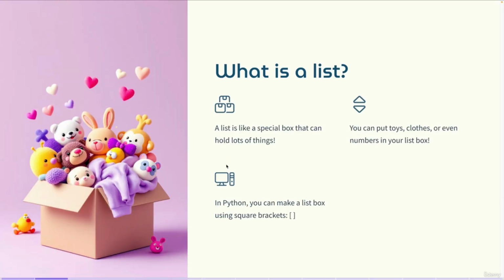A list is a very special data structure in Python. You can use it to store different data points, whether strings or numbers, and you can put them all together. Think of it like you're putting them in one special box.